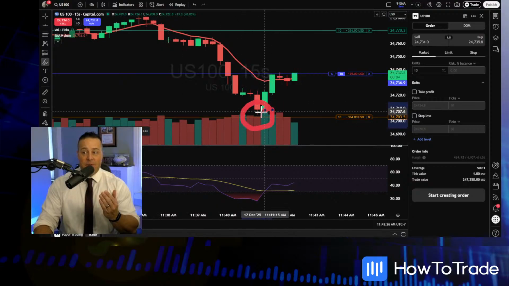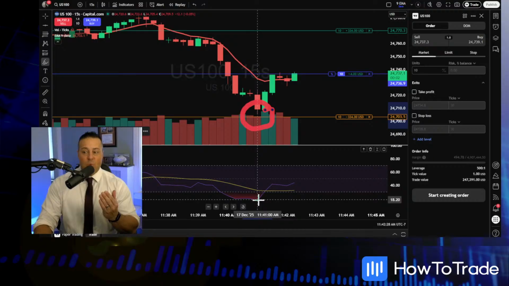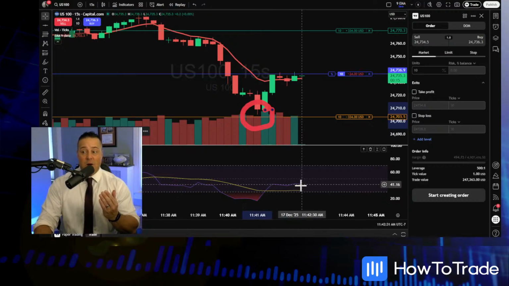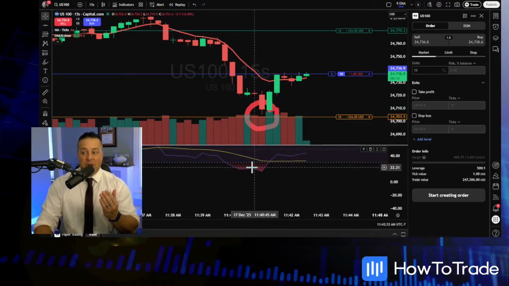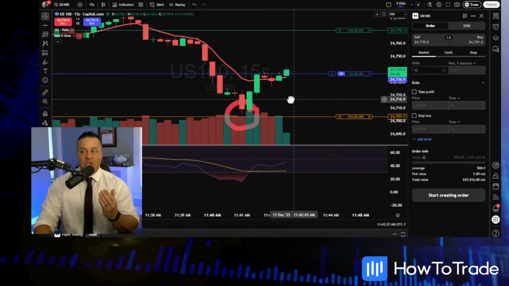So that low corresponds with your big dump on your RSI. RSI goes down right there, deep into the red. You can see it's way beneath the 30 down there at about 16. That is our stop out position.